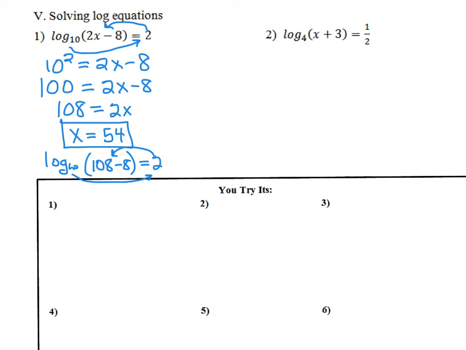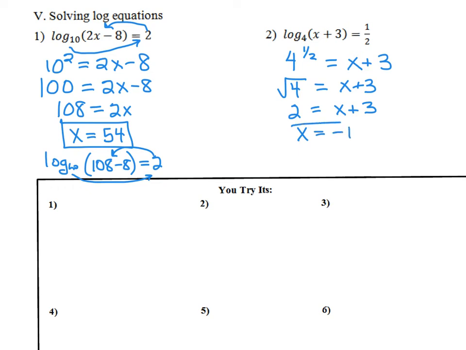Let's try the last equation. 4 is going to be raised to the 1/2 power and set that equal to x plus 3. 4 to the 1/2 merely means take the square root of 4. We all know that the square root of 4 is 2, so 2 is equal to x plus 3. So therefore, subtracting 3 from both sides of the equation, we get that x is equal to negative 1.